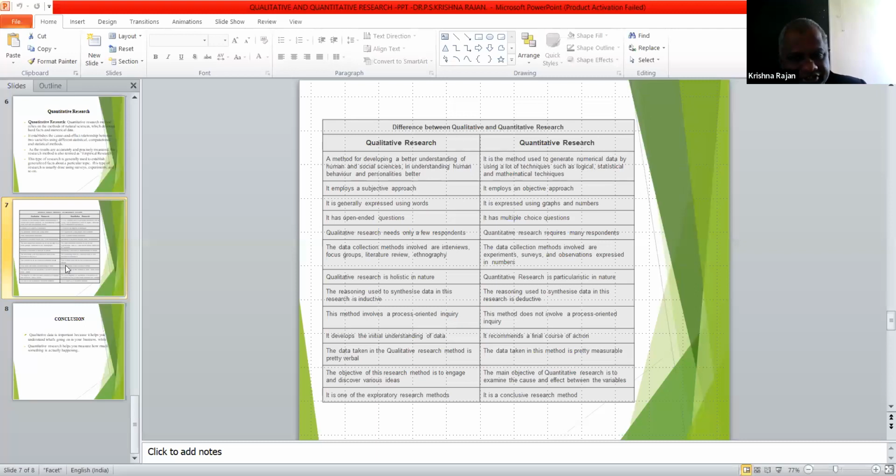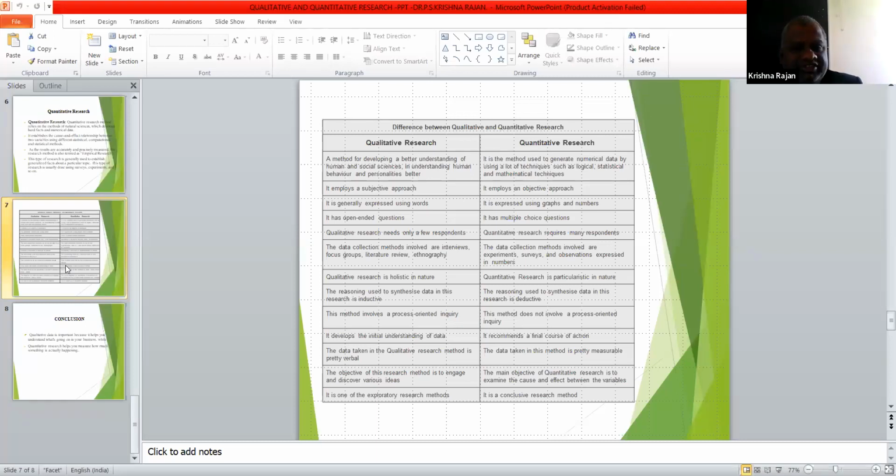Now let us understand the characteristics of qualitative and quantitative research. Qualitative research is a method of developing a better understanding of human and social sciences, in understanding human behavior and personalities. Whereas the quantitative research is a method to generate numerical data by using a lot of techniques such as logical, statistical, and mathematical techniques. Qualitative technique is a subjective approach, whereas the quantitative is an objective approach. Qualitative is generally expressed using words, as we discussed earlier, whereas quantitative is expressed in graphs and numbers.